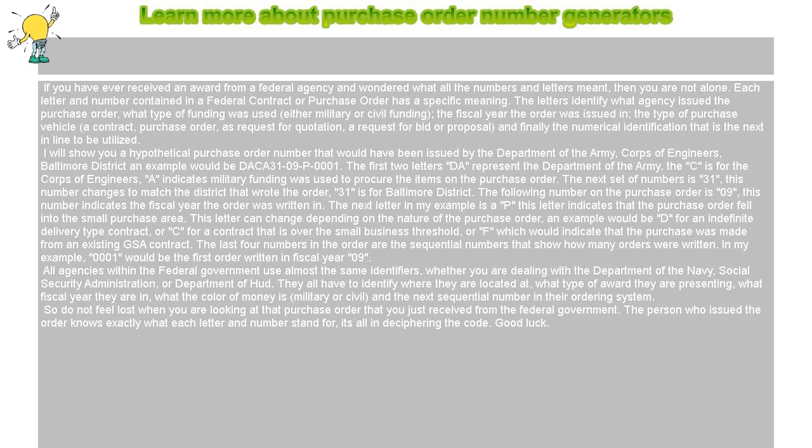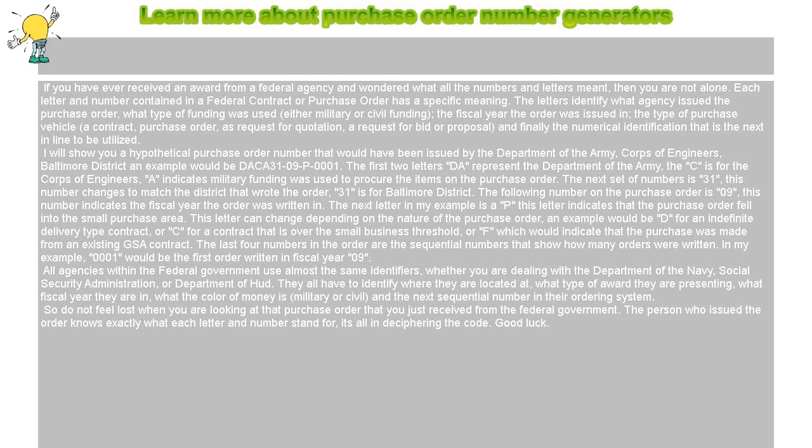An example would be DACA31-09P0001. The first two letters do represent the Department of the Army, the C is for the Corps of Engineers, A indicates military funding was used to procure the items on the purchase order. The next set of numbers is 31. This number changes to match the district that wrote the order. 31 is for Baltimore District.